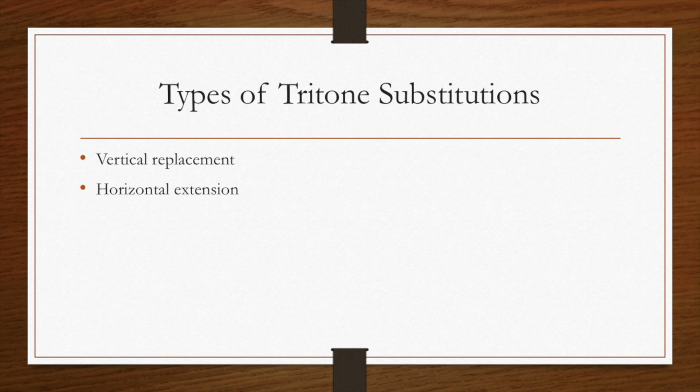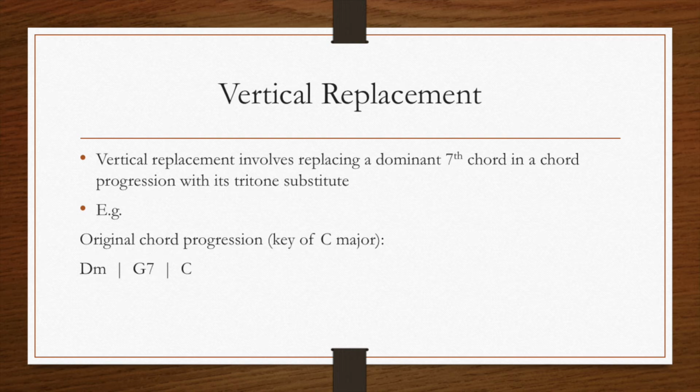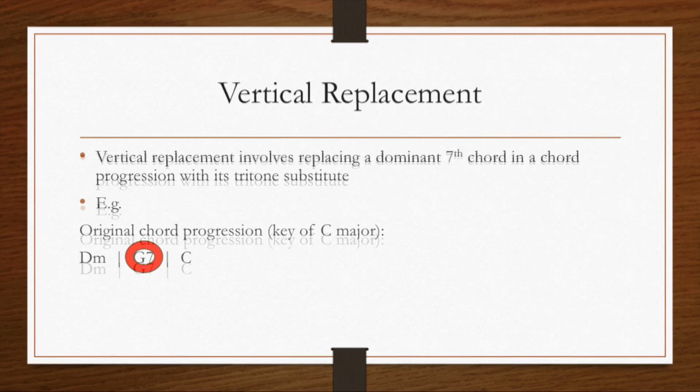So there are two types of tritone substitutions. One type is vertical replacement, which is most common, and another type is horizontal extension. So in vertical replacement, we essentially completely replace a dominant 7th chord in a chord progression with another dominant chord that shares the same tritone interval.